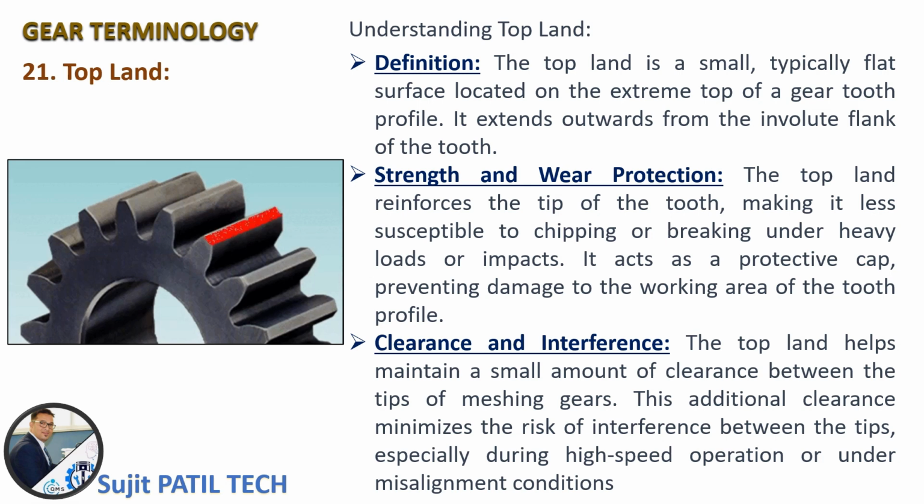Clearance and interference: the top land helps maintain a small amount of clearance between the tips of meshing gears. This additional clearance minimizes the risk of interference between the tips, especially during high-speed operation or under misalignment conditions.